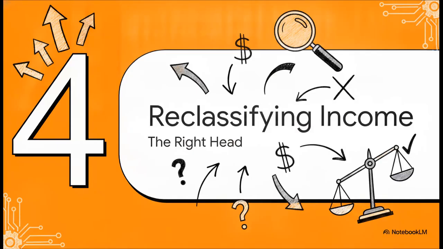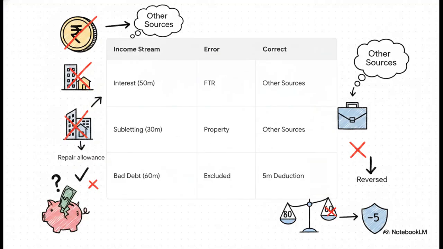All right, Section 4, reclassifying other income. We need the right head for the right income. Let's just rapid fire through these reclassifications, because the tax manager fundamentally miscategorized several major revenue streams.